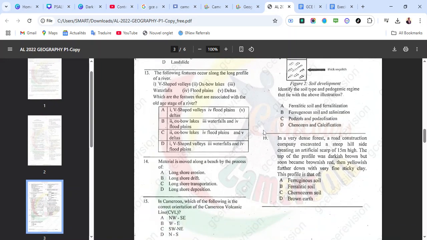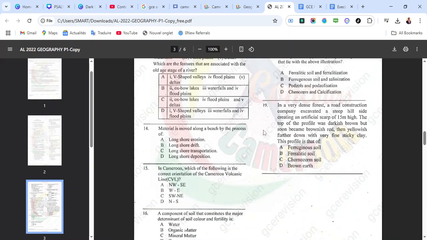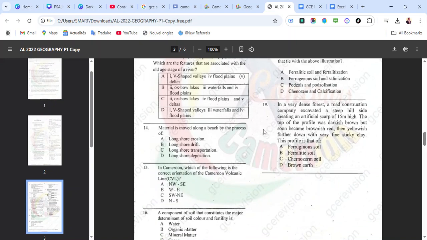14. Material is moved along a beach by the process of. Correct answer is B, longshore drift. In Cameroon, which of the following is a correct orientation of the Cameroon volcanic line? Correct answer for 15 is C, which is SW to NE.